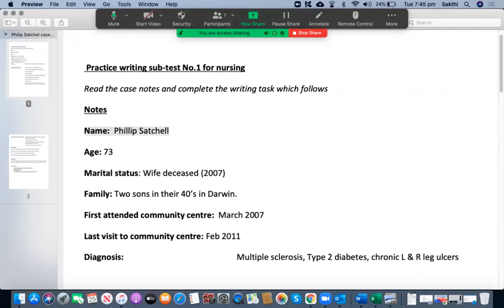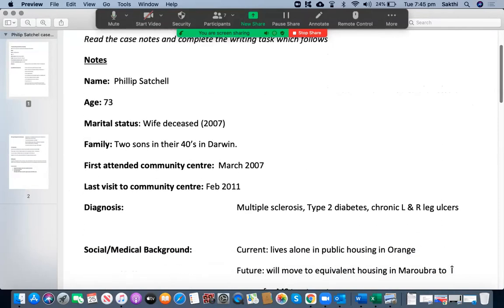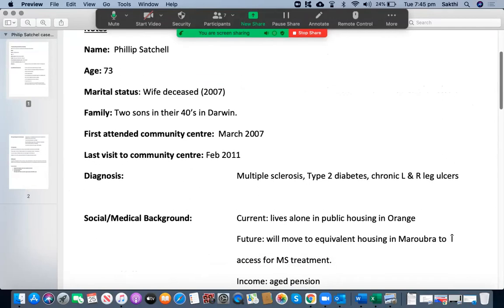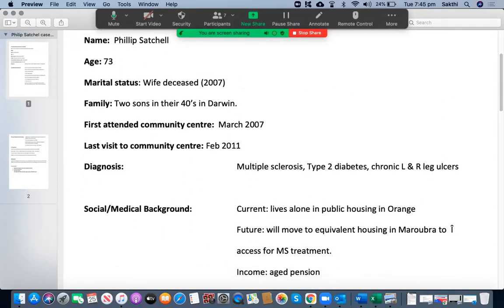Phillip Satchell, age 73. That's good. Wife deceased. Okay. Is it a known case, Minimal? No, sir. It's not a known case, right? Okay. Marital status. Did you mention single? I think you have mentioned single, isn't it? Or lives alone? No, you didn't mention that? Alone, sir, I mentioned. Oh, yeah, okay, good. It's in Darwin, that's all right.